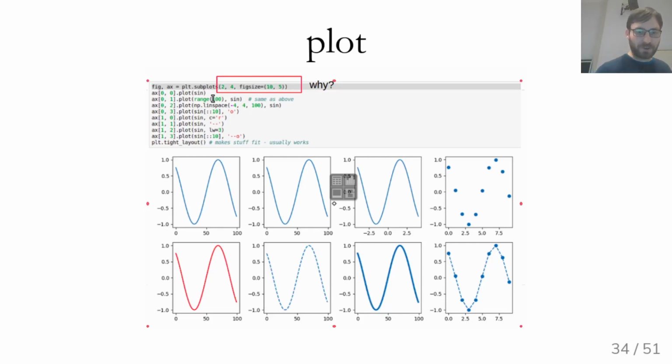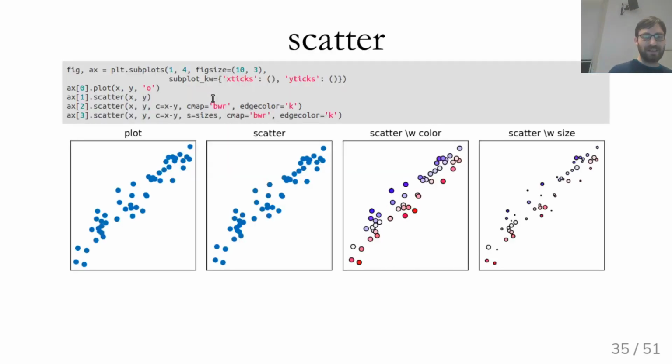Cool. So another command that's very useful is scatter. Scatter can do scatter plots. Plot can also do scatter plots. So here, the first one is just calling plot with O. The second one is calling scatter with X and Y. They're the same. But what scatter can also do is you can change the color.